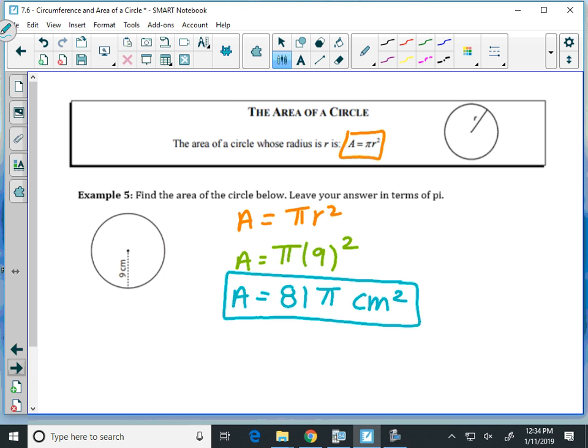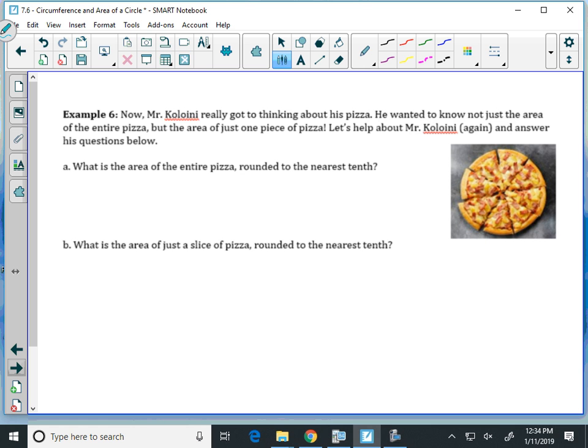Going back to our pizza dilemma, Mr. Collini really got to thinking about his pizza and wanted to know not just the area of the entire pizza, but what is the area of just one piece?